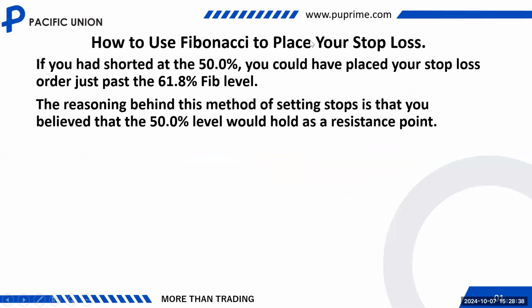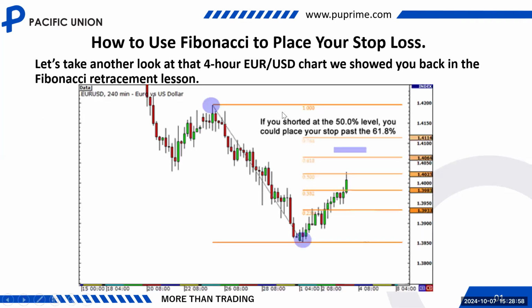How to use Fibonacci to place your stop loss again? If you had shorted at the 50%, you could have placed your stop loss order just past the 61.8 Fib level. The reasoning behind this method of setting stops is that you believe that the 50% level will hold as a resistance point. I've explained that in the previous slide.